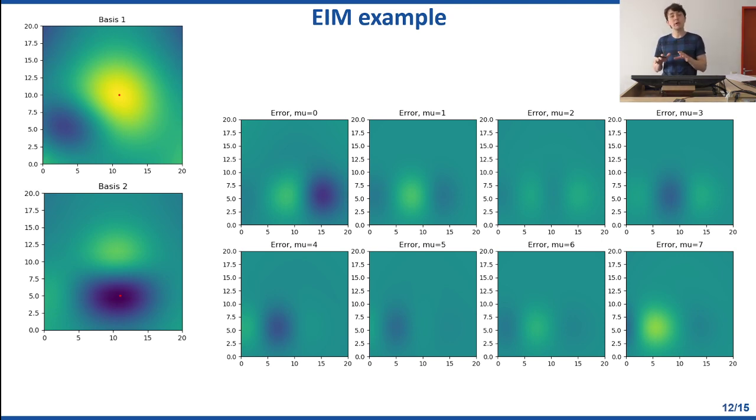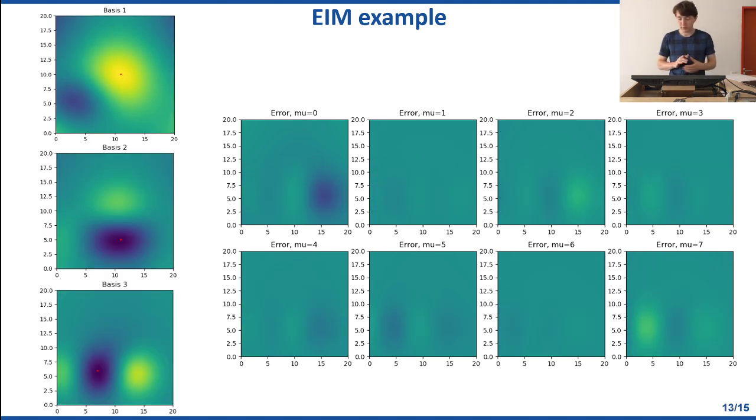So different from the greedy method, no error field is 0, right? That's simply not what this method is trying to do. That was what the greedy method was trying to do. But rather, what this POD approach is trying to do is reduce the error overall, right? So there's no single mu for which the error is precisely 0, but we're trying to minimize the error in a general sense.